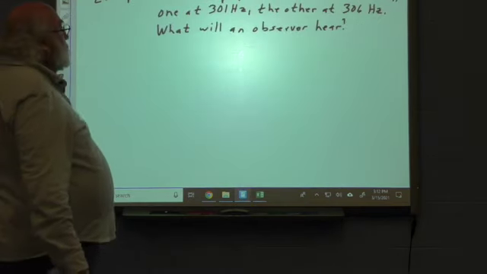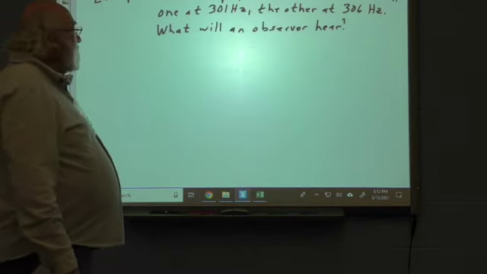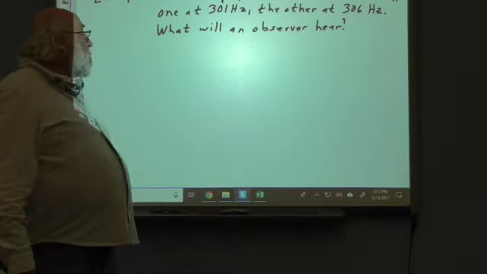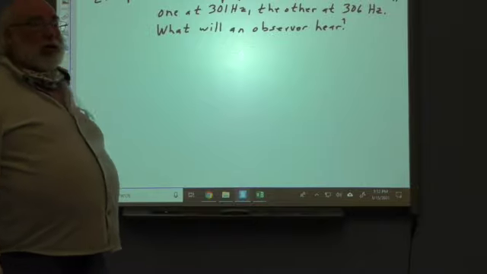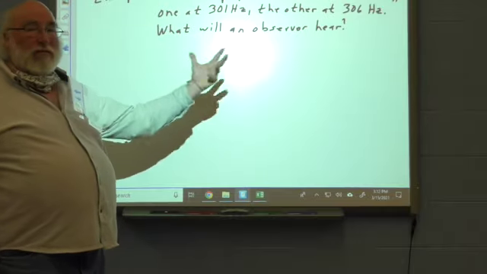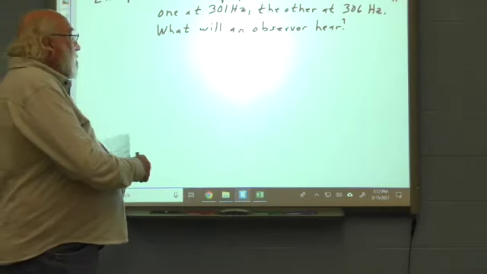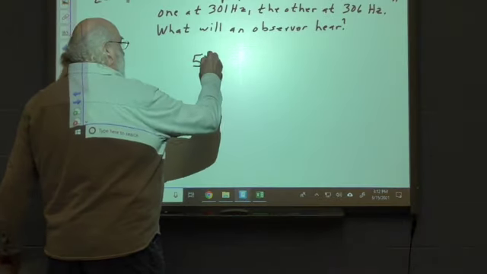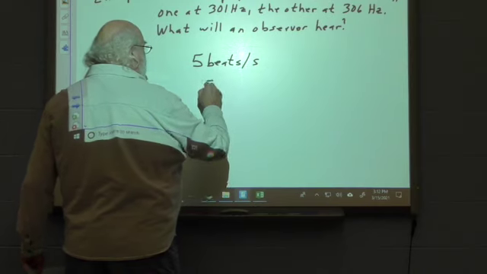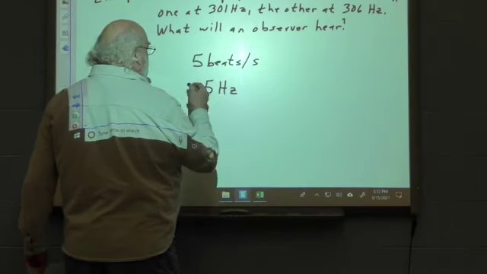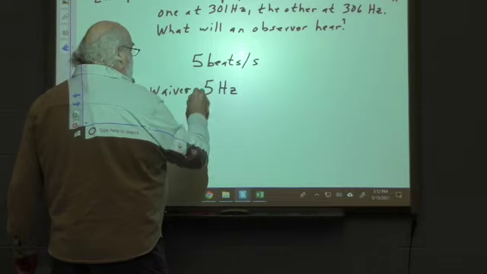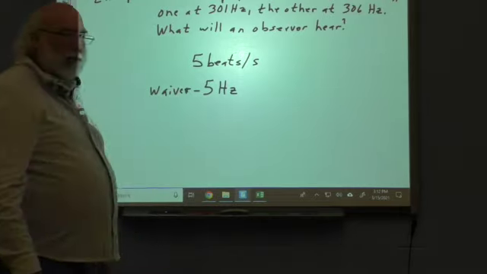The last one, two flutes play a note simultaneously, one at 301 hertz, the other at 306 hertz. What will an observer hear? Well, they're not going to be in sync, and if you subtract the two, they're going to be off by 5 hertz. So you're going to hear 5 wavers a second, or 5 beats per second, also known as 5 hertz. But you're going to hear a waver of 5 hertz, or just 5 beats per second.